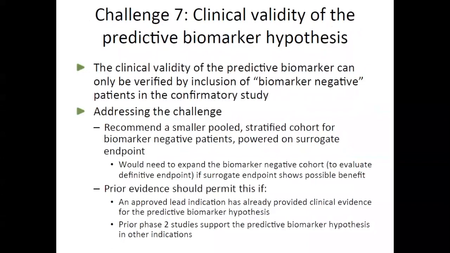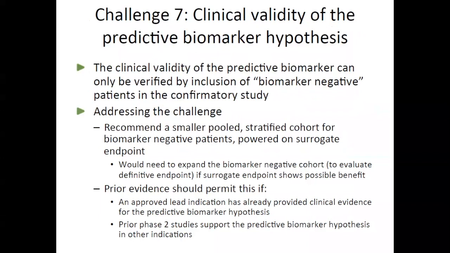So moving on, challenge number 7 is the clinical validity of the predictive biomarker hypothesis, which you can't really verify without having biomarker negative patients. Now, in a case where you don't have a good standard of care, the study may be very unattractive for biomarker negative patients. But even when you do, people are there really for the experimental agent, and the experimental agent should be something that you think works on them. So for the biomarker negative patients, there's a challenge.